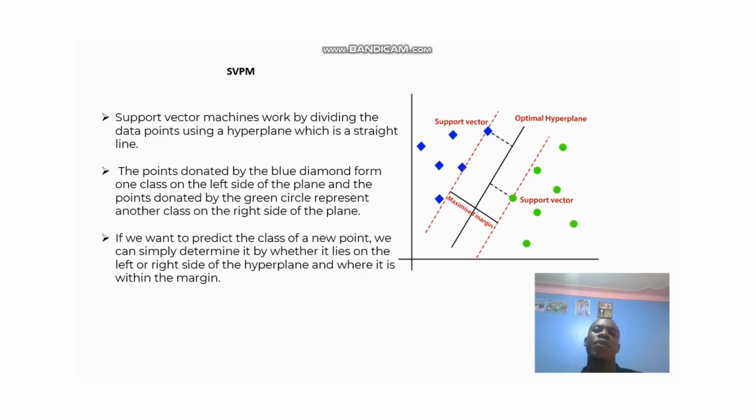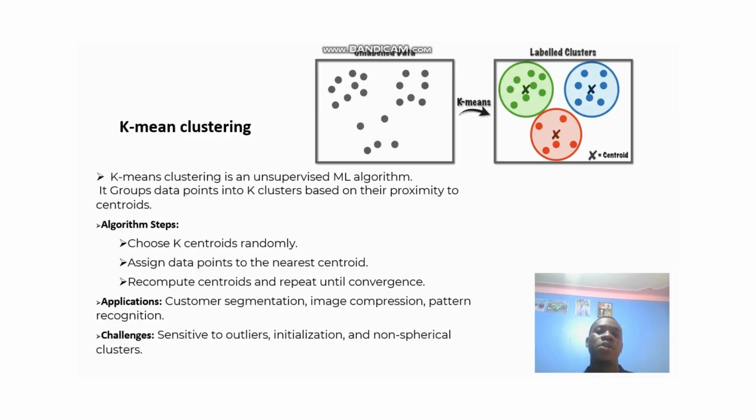Meaning, if I have a new data point placed at any point along or near this hyperplane, I can tell whether it belongs to a particular category, for example, blue or green, in this example that I have here. So with that, the support vector machine can help us make predictions about which category the data points belong to.